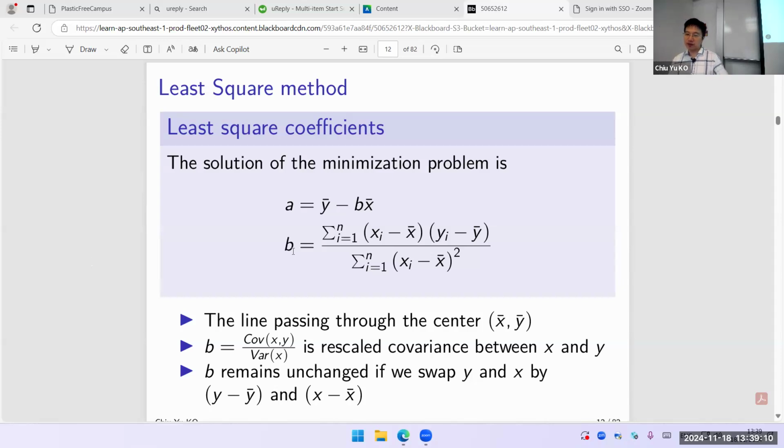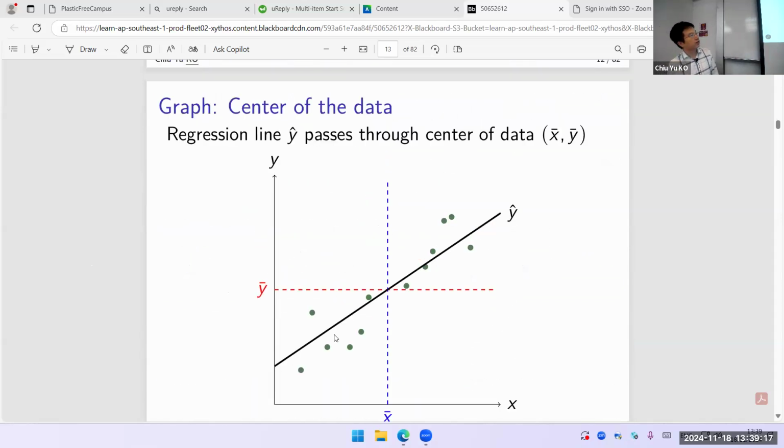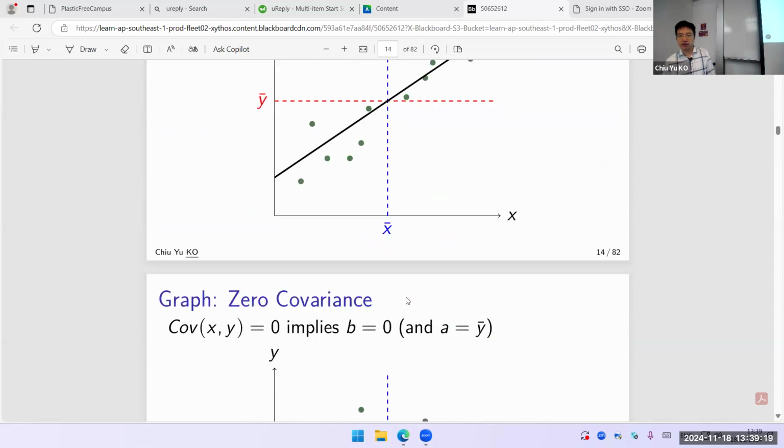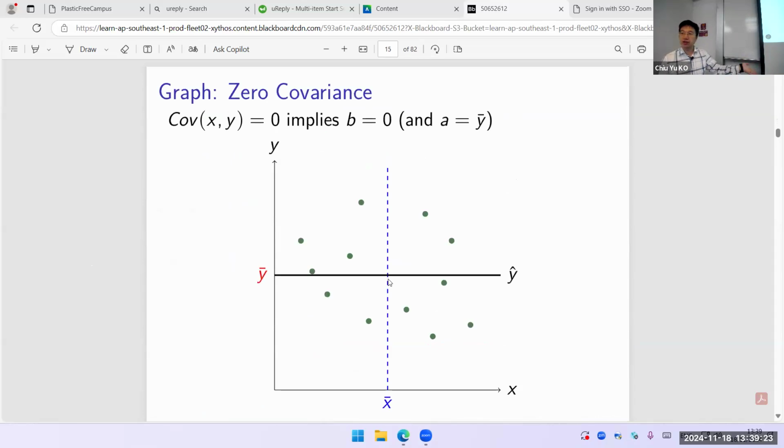Because you expect the slope to be negative if covariance is negative. So that is just graphically like this. If this is the case, covariance positive, then the slope is positive. If this is negative, the slope is negative. If covariance is 0, then you expect B to be 0 as well.